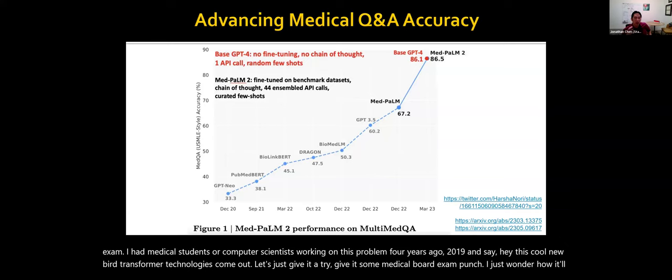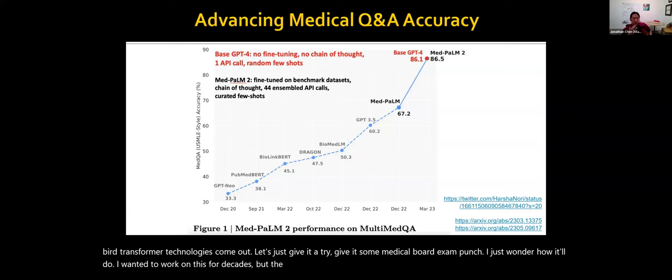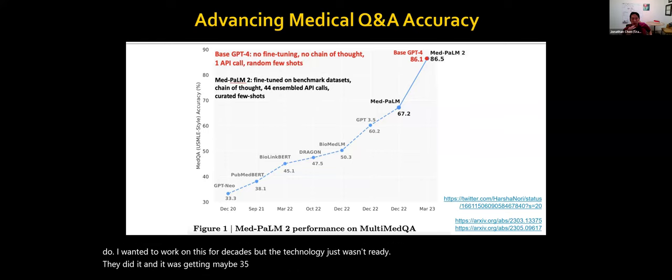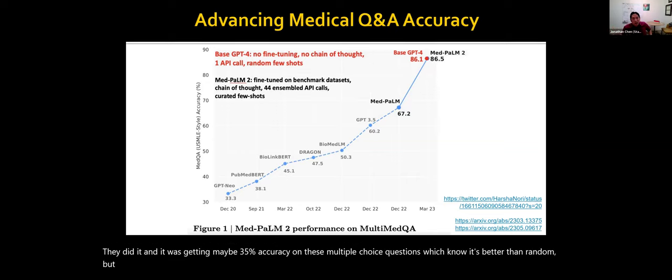I've wanted to work on this for decades, but the technology just wasn't ready. They did it, and it was getting maybe 35% accuracy on these multiple choice questions. Which, you know, it's better than random, but it was so low that at the time I was like, eh, this technology clearly is not usable yet. I mean, this is like a toy problem, fun for a computer science class, completely unusable.